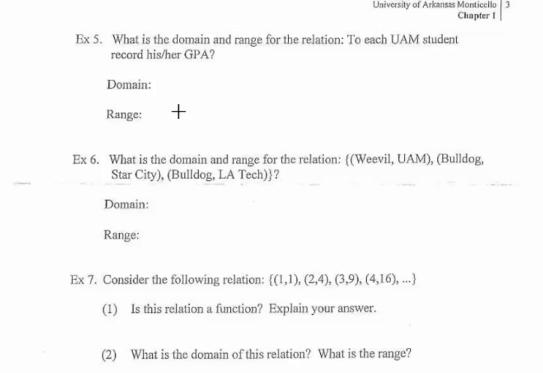Example 5, we're given our previous examples of relations, and we're asked to find now the domain and range. One of the first relations that we talked about was to each UAM student his or her GPA. In this case, we're going from the UAM student to their GPA. So domain is the student, range is the GPA.